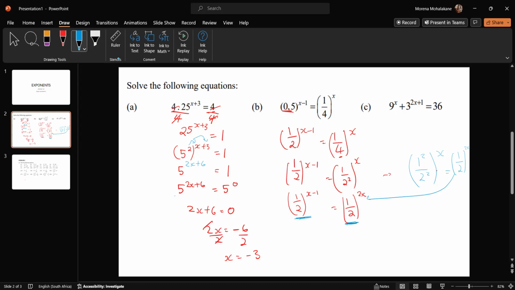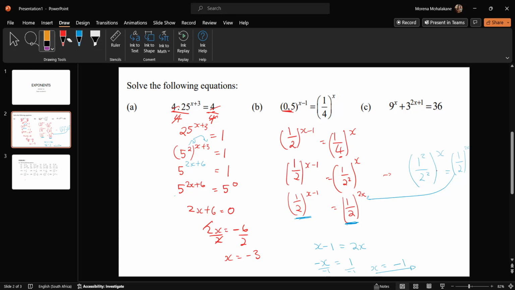I can just equate the exponents. x minus 1 is equal to 2x. Then I have negative x being equal to positive 1. Then I divide by negative 1, right? Because x is going to be equal to negative 1. Good.